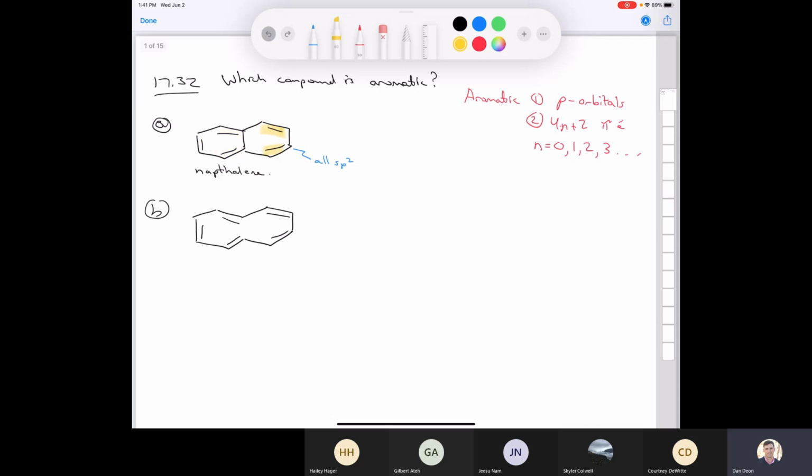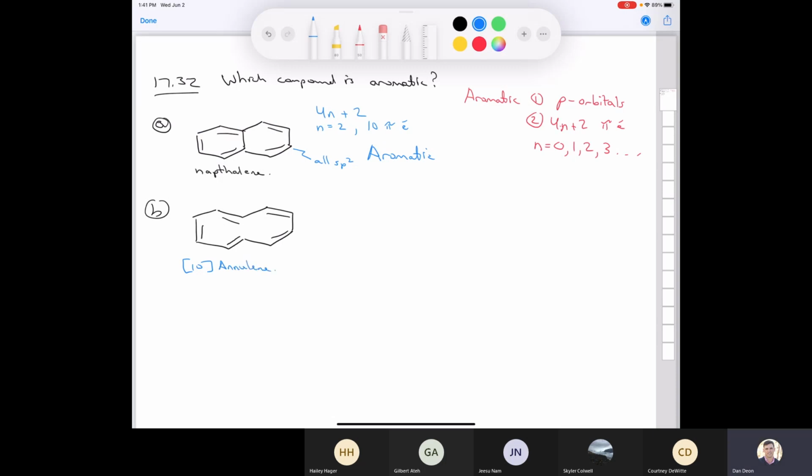If you can't figure that out, you can look at the formula. 4n plus 2, when n is equal to 2, I would have a total of 4 times 2, which is 8, plus 2, which is 10. 10 pi electrons. And I have, again, 1, 2, 3, 4, 5, 6, 7, 8, 9, 10. And so this is an aromatic compound. So we'll put here aromatic.